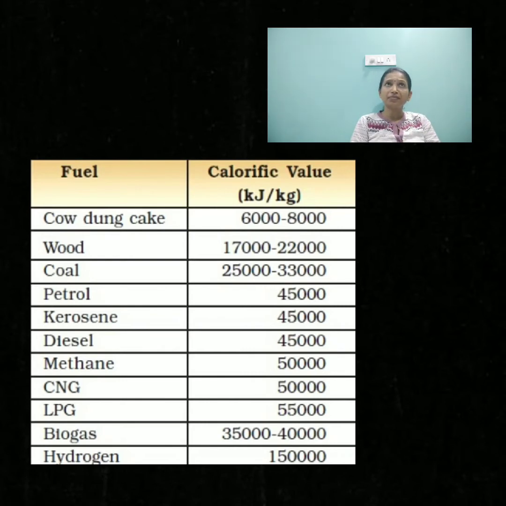Now everyone is referred to use CNG instead of petrol and diesel because it gives us less pollution. Then LPG, biogas, hydrogen. Hydrogen has the highest calorific value, that is nearly 1,50,000.